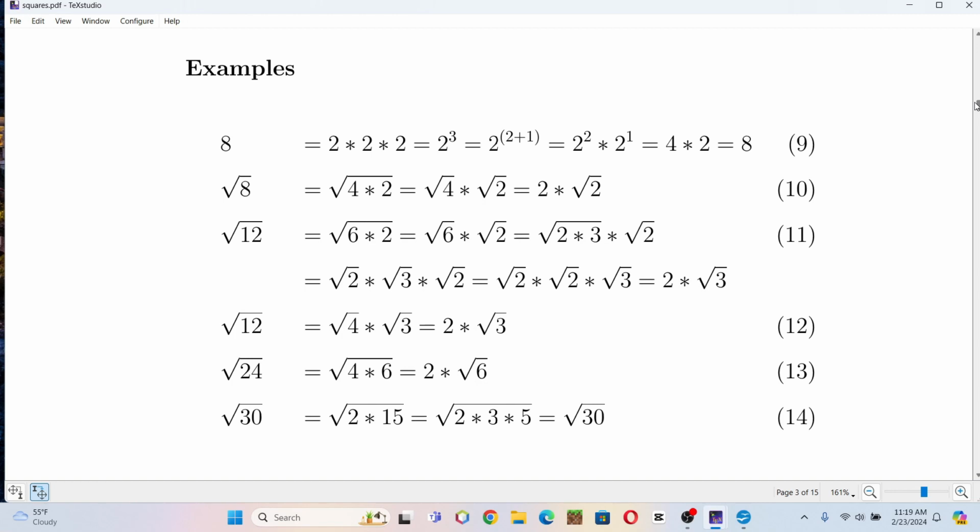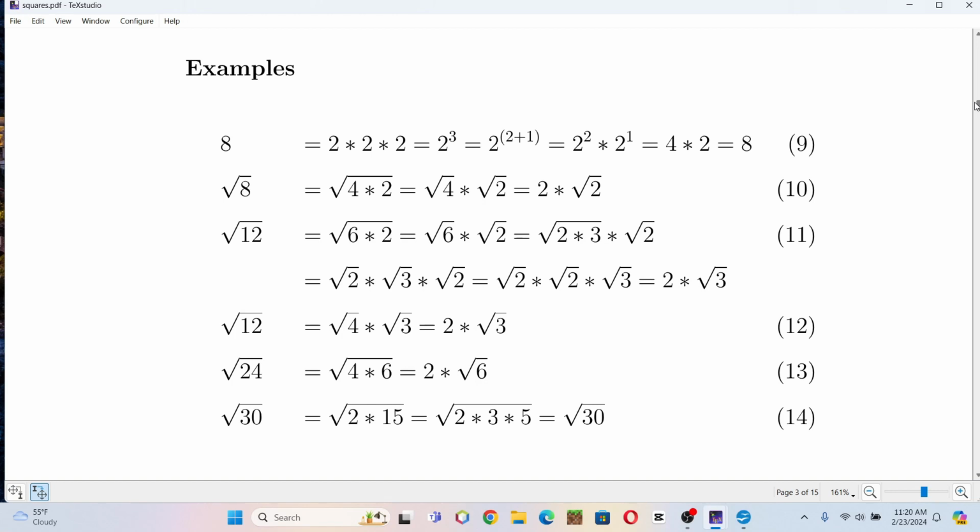Equation 13 follows the same pattern as equation 12, but I made the intermediate step root of 4 times 6 instead of root 4 times root 3. Since 4 is a perfect square, it can be pulled out of the square root with its square root of 2 going in front of the square root. Either way, the key to making 12 and 13 take so few steps is realizing that the perfect square 4 divides into both 12 and 24, and pulling it out first creates a smaller number left underneath the square root.